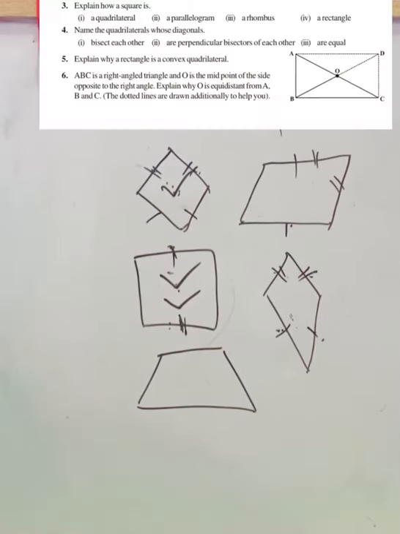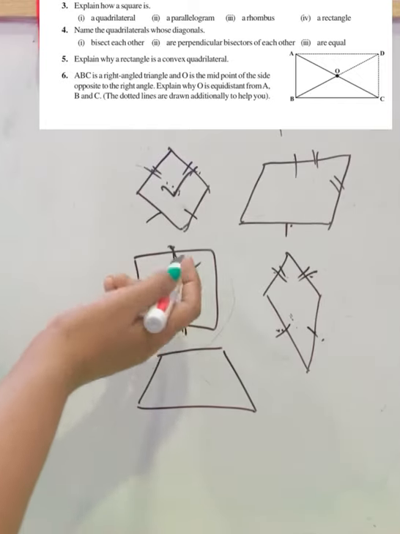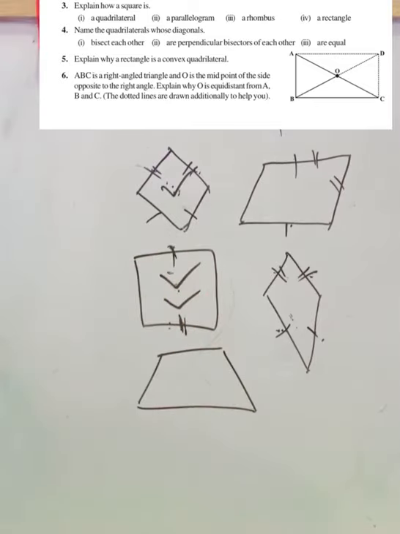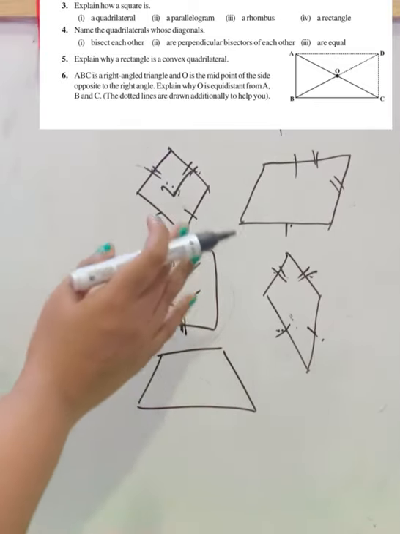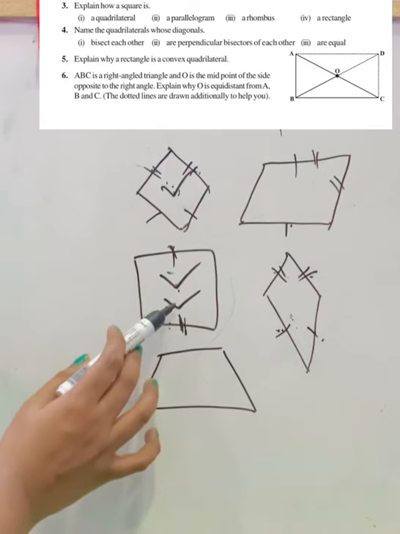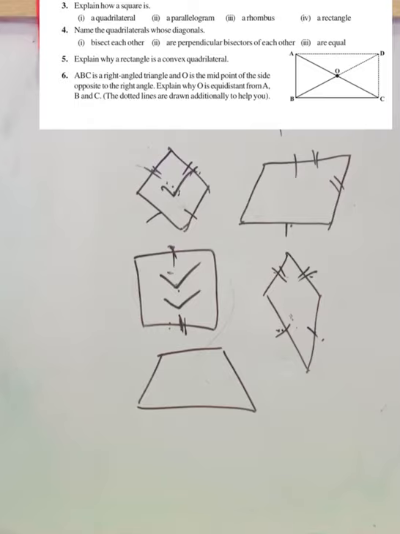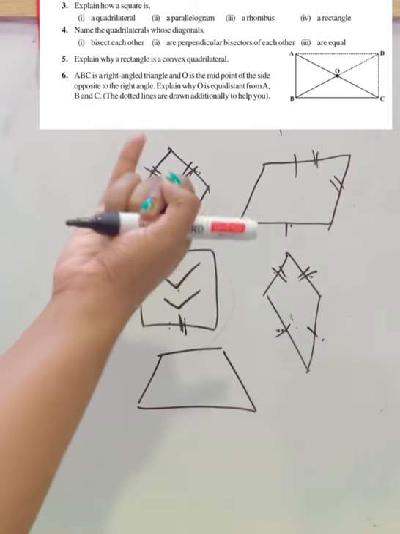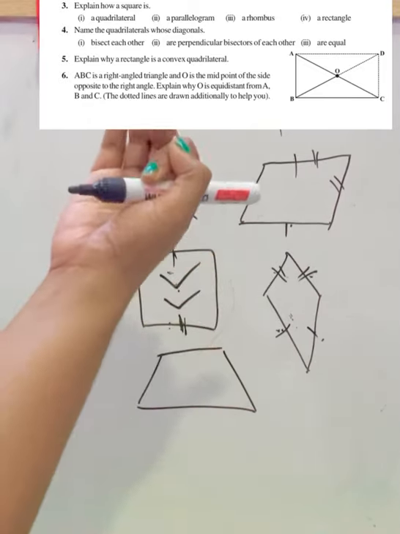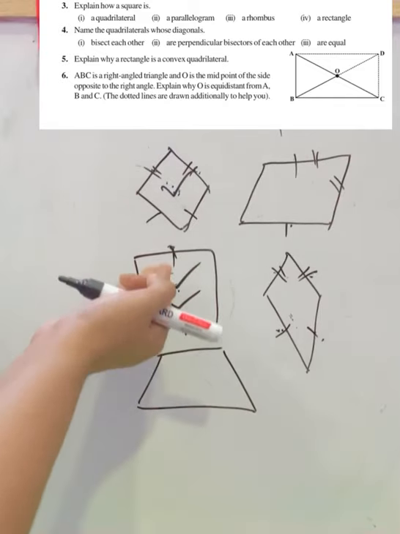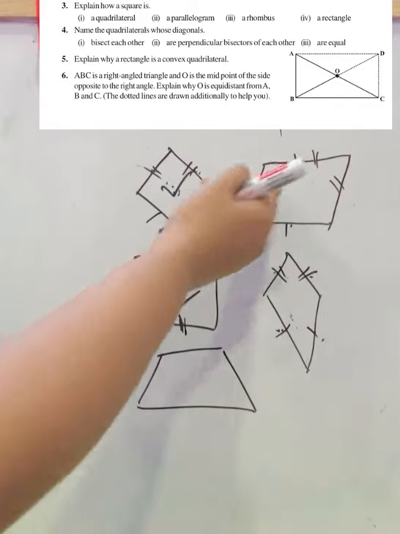Next, explain how a square is a quadrilateral. A square is a quadrilateral because it has four sides. A four-sided figure is named a quadrilateral. Now, explain how a square is a parallelogram. A square is a parallelogram because it satisfies all the properties of a parallelogram. That is, opposite sides are equal, opposite angles are equal, diagonals bisect each other, and opposite sides are parallel too. So, we can say a square is a parallelogram.